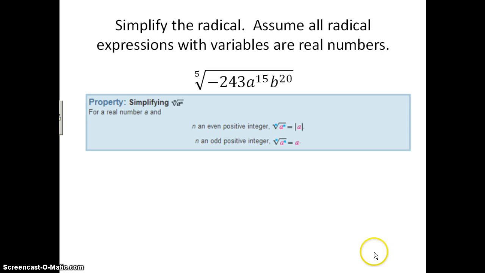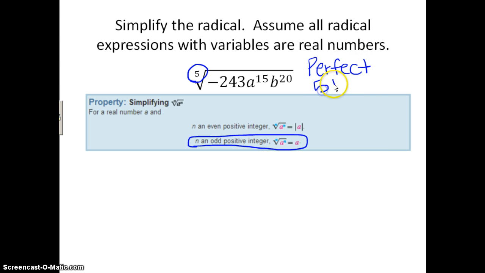All right, let's look at this next example. Again, we have to simplify the radical, but this time, as you can see, we have an odd index. So we are going to be using this bottom rule here, and we don't have to worry about the absolute value signs, because when you have an odd index, such as a 5th root or cube root, it's okay for your answer to be a negative number. So again, I want to look for perfect 5th powers. And this is where our list is going to help us.